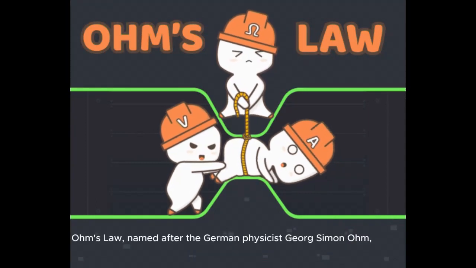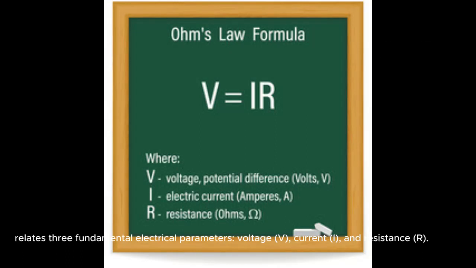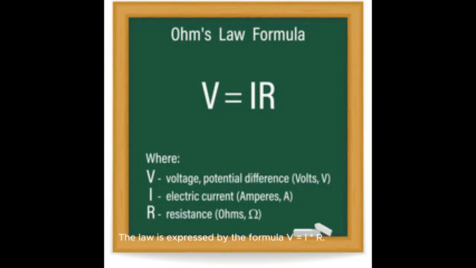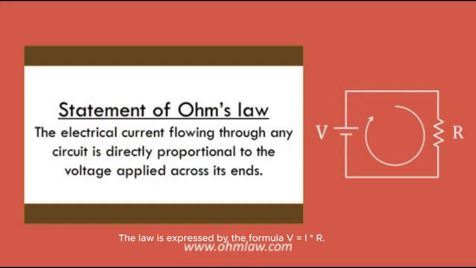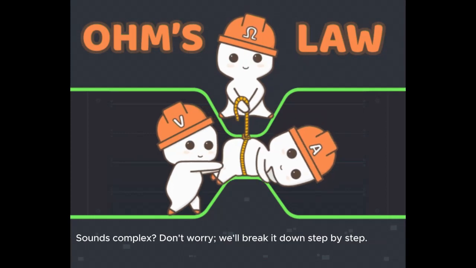Ohm's law, named after the German physicist Georg Simon Ohm, relates three fundamental electrical parameters: voltage V, current I, and resistance R. The law is expressed by the formula V equals IR. Sounds complex? Don't worry, we'll break it down step by step.